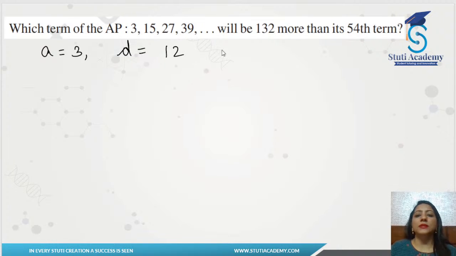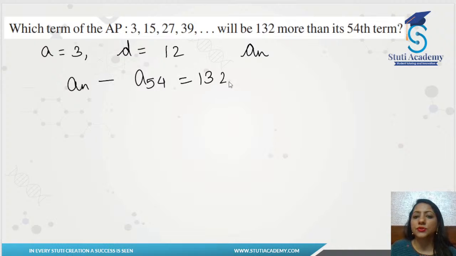Which term of the AP? So we don't know a particular term. Let's take it as nth term. The nth term of the AP will be 132 more than the 54th term. So nth term, the one which we have taken, is the bigger one and 54th term is the smaller one. This is 132 more than the 54th term. So I can say that the nth term minus the 54th term is 132.